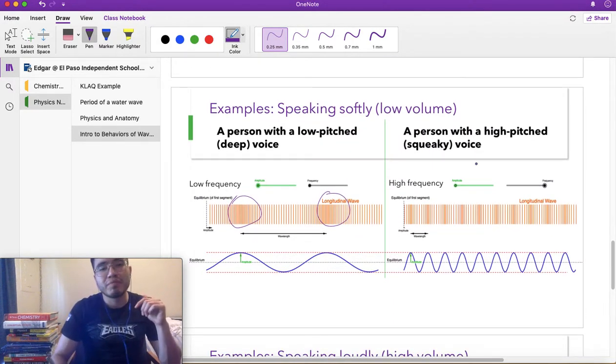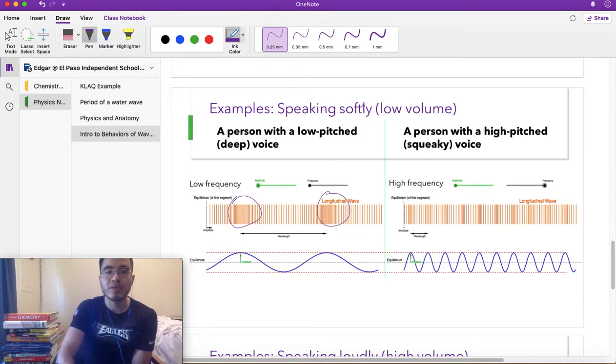Now the good stuff. The examples. We have an example with two human beings. One has a low-pitched voice, that's a deep voice, and the other one has a high-pitched or squeaky voice. Now let's pay attention to the wave for the low-pitched voice section. It looks longer, way longer than the one on the right. You can see it. The amplitude is small because they're speaking softly, as you can see in the top.